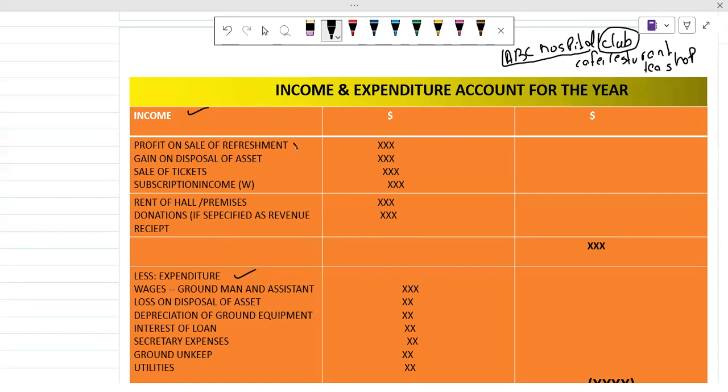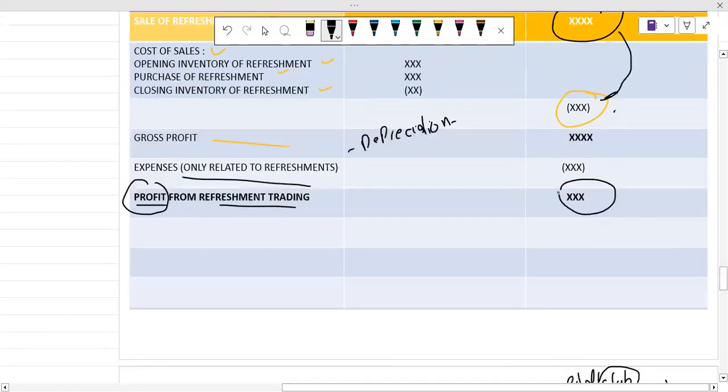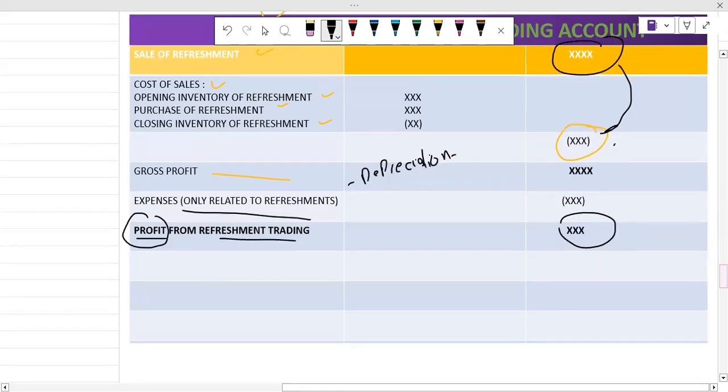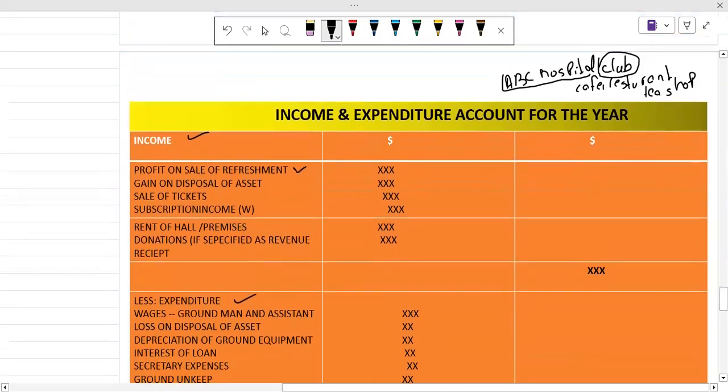So first of all, if we have a profit on sale of a device like this, it is calculated as profit under the refreshment account. If we have profit, of course, it is an income for the club. That is why it will come under the head of income.